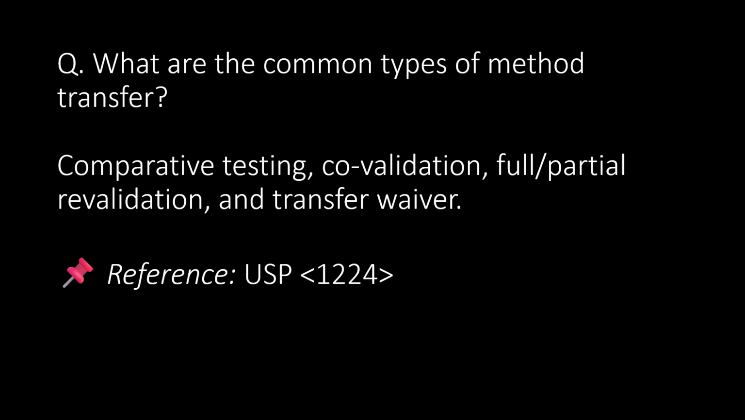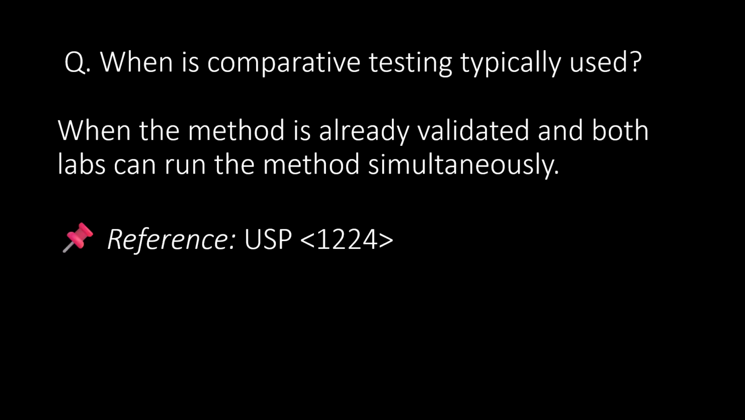What are the common types of method transfer? Comparative testing, co-validation, full or partial revalidation, and transfer waivers are the common types of method transfer. Reference USP chapter number 1224.